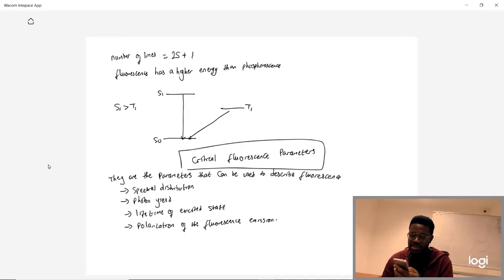Okay, the easiest we're going to talk about is the spectral distribution. Spectral distribution is very long, so let's take a break. I will talk about it after this 5 minute break.